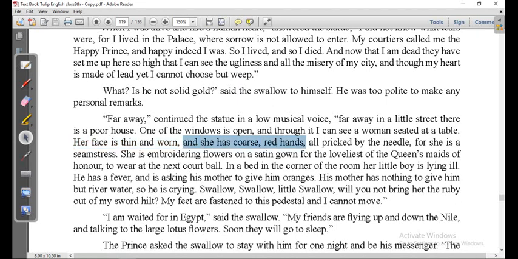hands which have become very coarse due to hard work, "all pricked by the needle." Due to needle pricks her hands had become very coarse, because she is a seamstress. A seamstress is one who knits something with a needle, or one who does needlework. "She is embroidering flowers on a satin gown for the loveliest of the queen's maids of honor to wear at the next court ball."